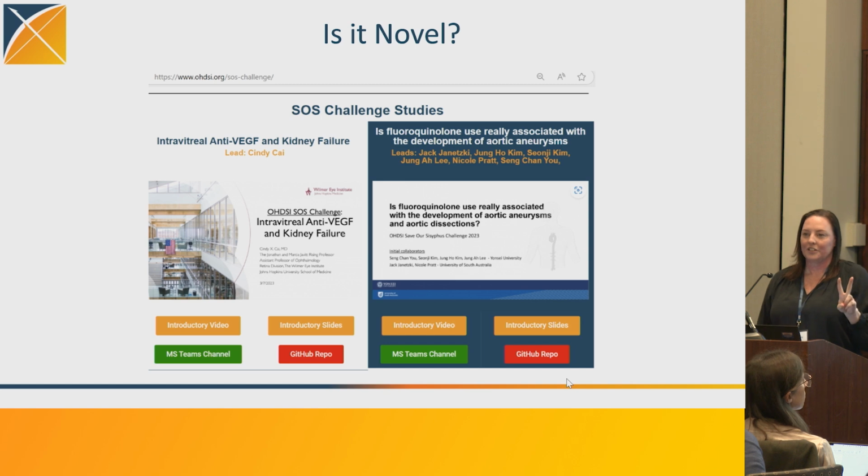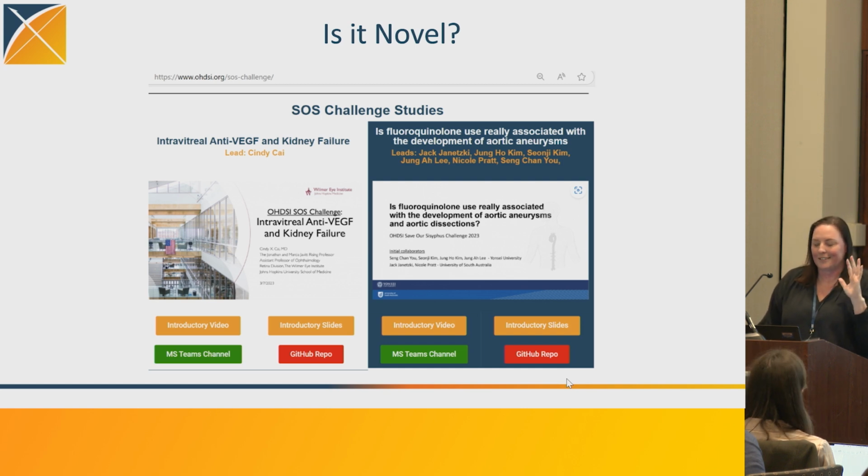And both of those questions are safety questions, but they both have different origins of the context or why they were to be done. So the anti-VEGF and kidney failure, that's a safety question that was not known at the time, okay? Do these injections that you put in your eye, which sounds horrible, but you inject them straight into your eye, do they end up giving people kidney failure? Okay, so that's a question.